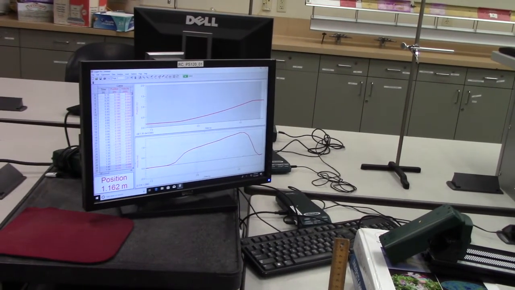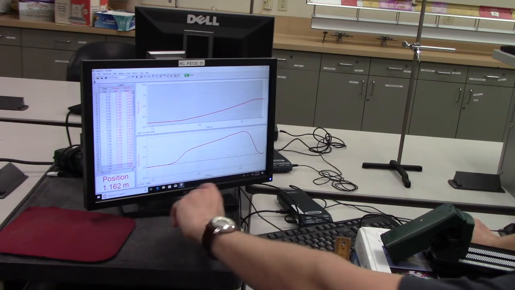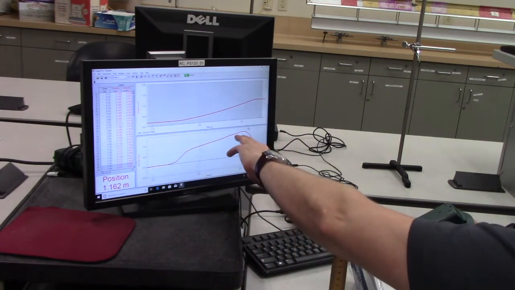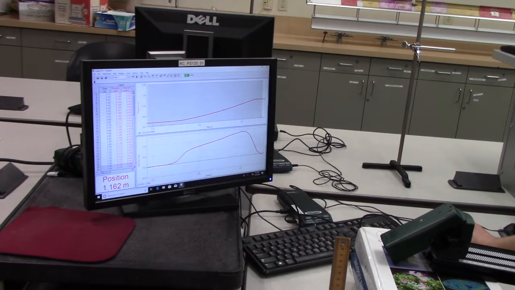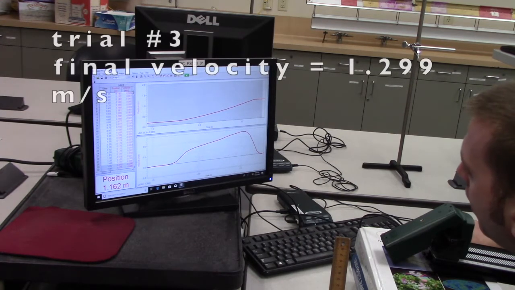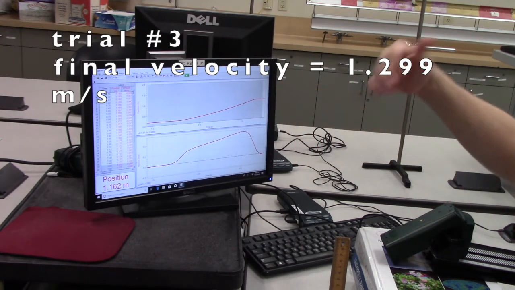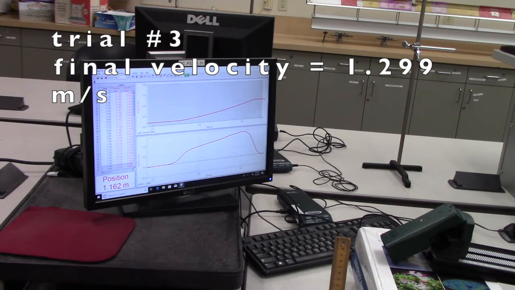Okay, and here's the velocity versus time graph for the third trial. Again, starting at 0 velocity, steadily increasing until we reach the bottom of the ramp. So the peak in velocity occurs at 1.299 meters per second. So the final velocity for the third trial is 1.299 meters per second.